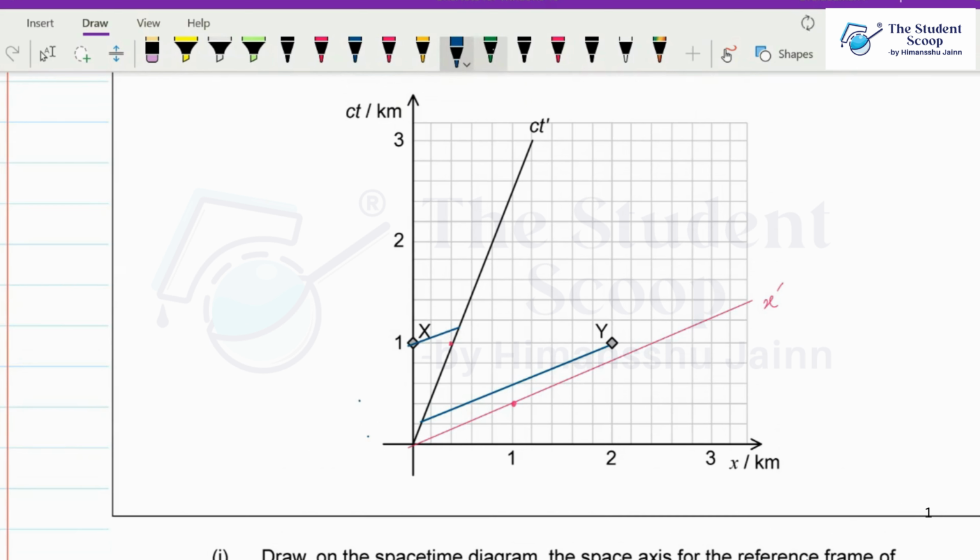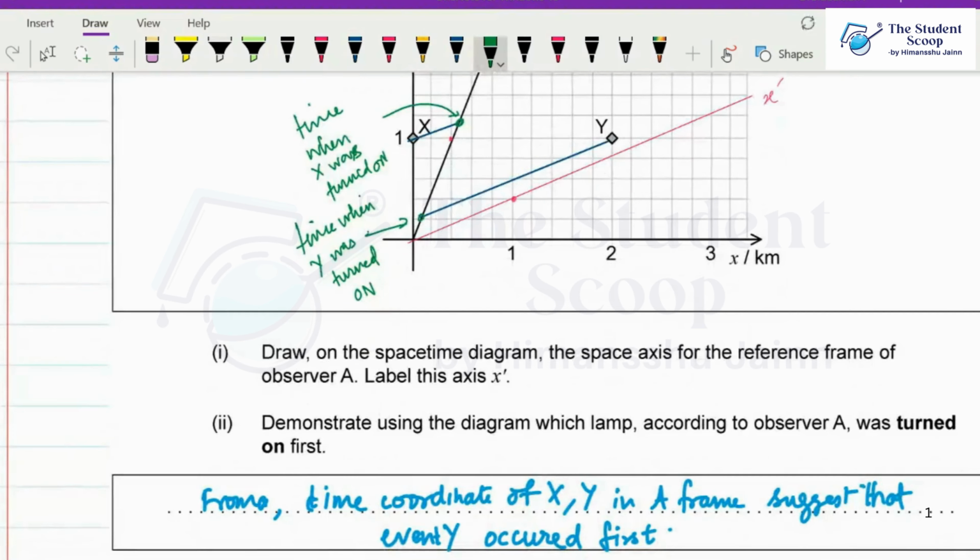So we can see that wherever it intersects with this point, this is the time when Y was turned on, and this is the time when X was turned on. So we can clearly see from the graph that event Y happened before event X according to observer A. So from the time coordinate, we should always draw why event Y occurred first.